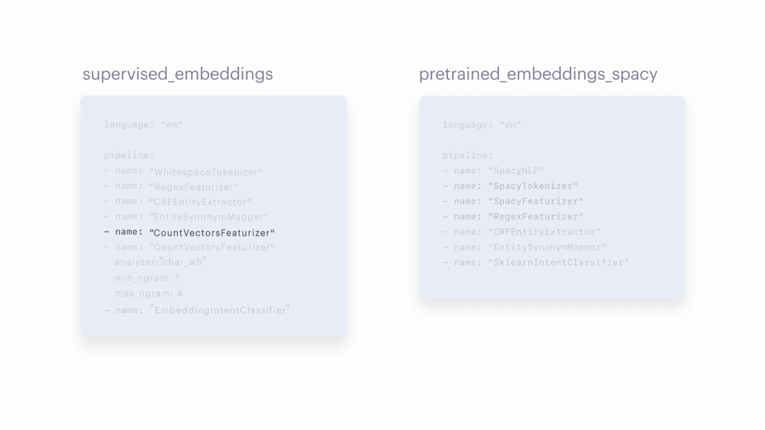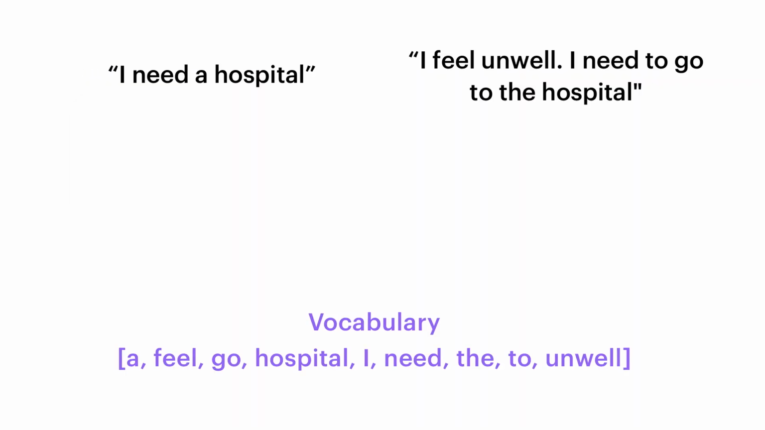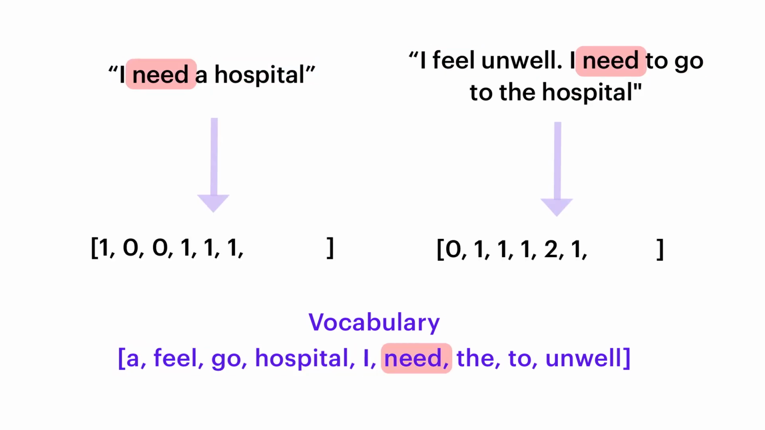If you are not using pre-trained word embeddings, then a component called Count Vectors Featurizer is a great choice for a featurizer component. It creates bag-of-words representation of your messages using sklearn's CountVectorizer. Under the hood, it counts how many times distinct words in your training data appear in the message and provides that as an input for the intent classification model.